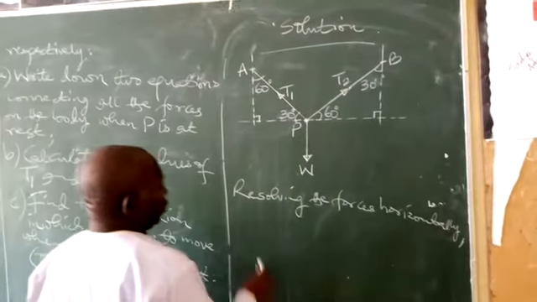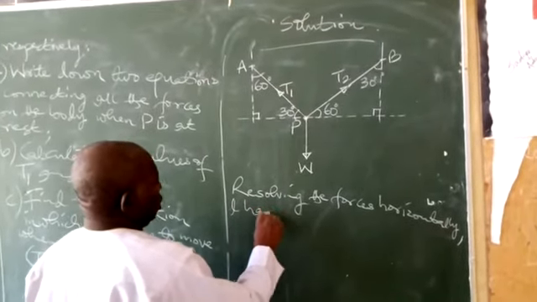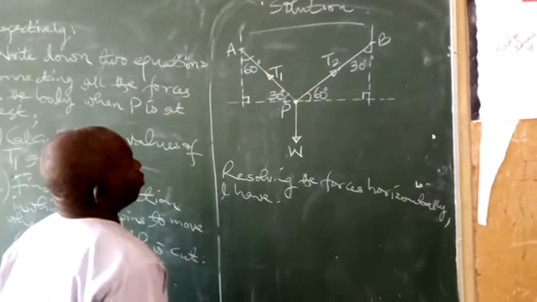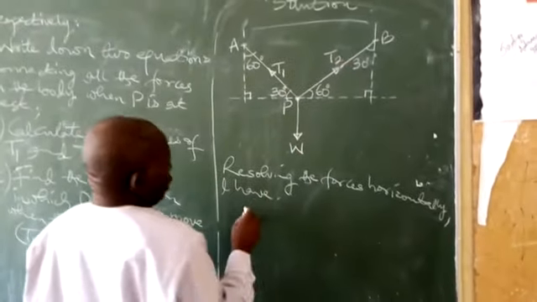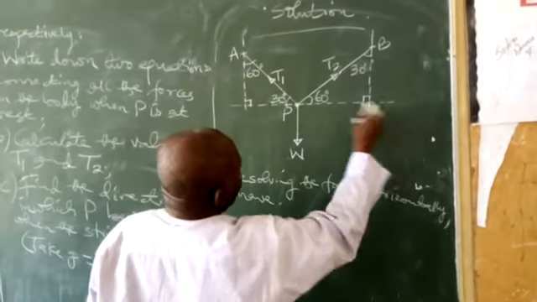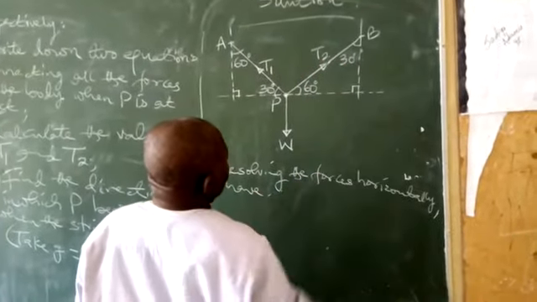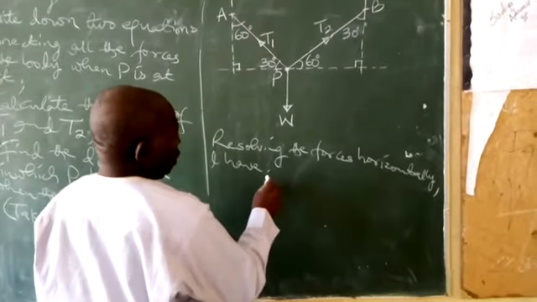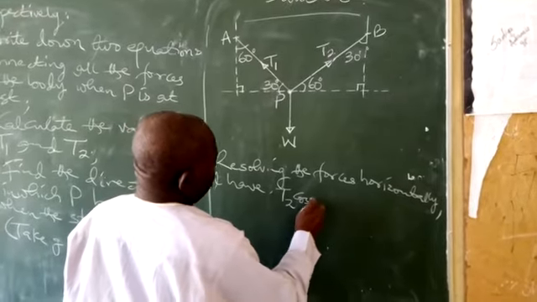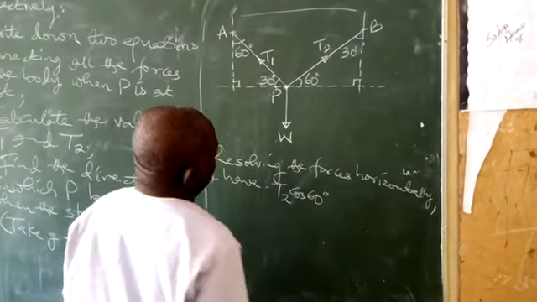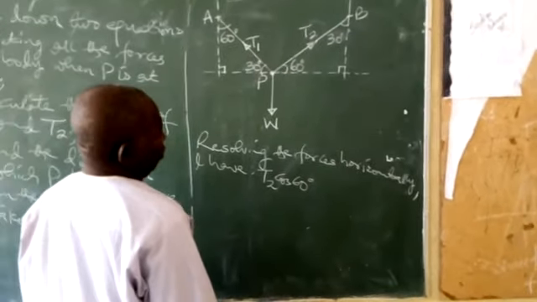Resolving the forces horizontally. I have, starting from T2, the horizontal component of T2 will be in the positive direction of the x-axis. So that will be T2 cos 60 degrees.